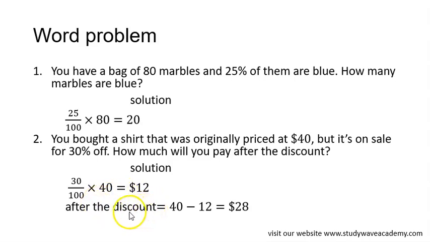So after the discount, it is equal to 40 minus 12, okay? 40 minus 12 will give you 28. So after 30% discount, you will pay $28 for the shirt, okay? So after the discount, you pay $28. Do you understand? Okay, good.